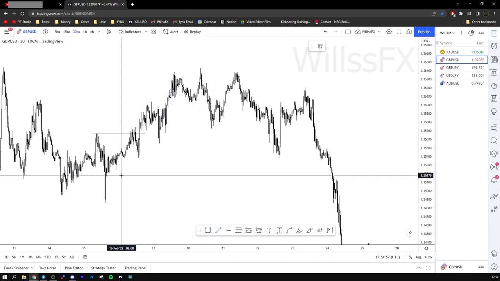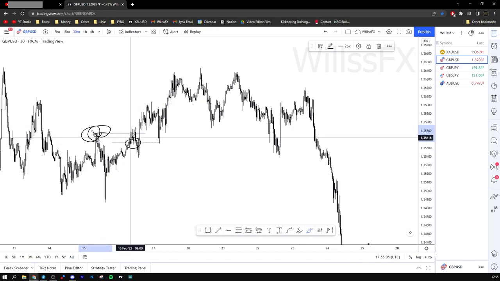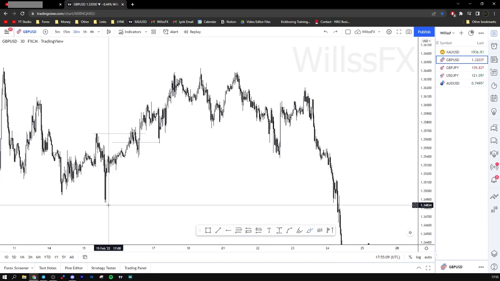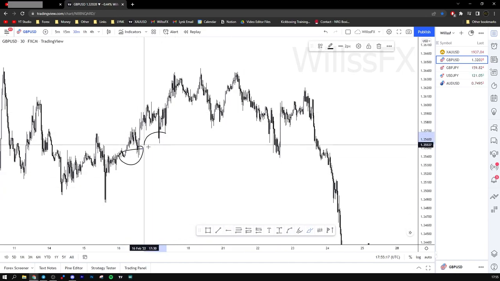So instead of price creating a lower high, maybe a high like there, which was obviously lower than this high here, we created a higher high. So although we did create that new low, we didn't create a lower high even. So this was why we switched to the upside. And in doing that, we also created this higher low, and we kept breaking to the upside.